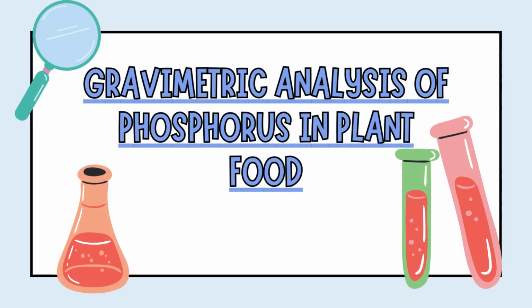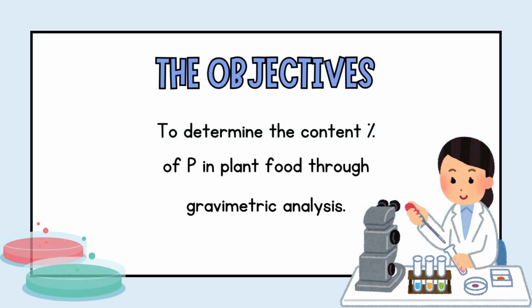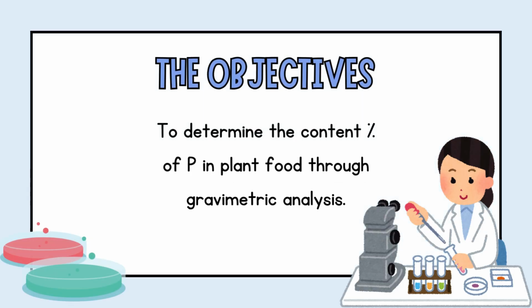Our experiment is about gravimetric analysis of phosphorus in plant food. The objective of this experiment is to determine the content percent of P in plant food through gravimetric analysis. Here are the procedures of this experiment.